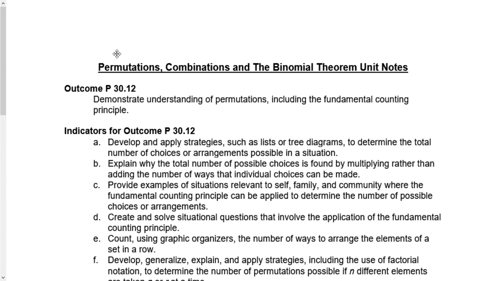So with this unit, we talked about what are known as permutations, combinations, and extend into the binomial theorem. So permutation is kind of the basic idea. Combinations are essentially a special type of permutation. Binomial theorem is just using that.